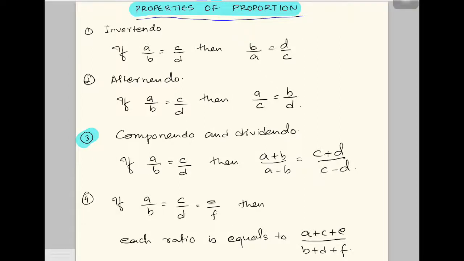Let us now learn about the properties of proportion. So there are three important properties of proportion. Let us learn them one by one. So the first one here says invertendo. So what is the meaning of invertendo?